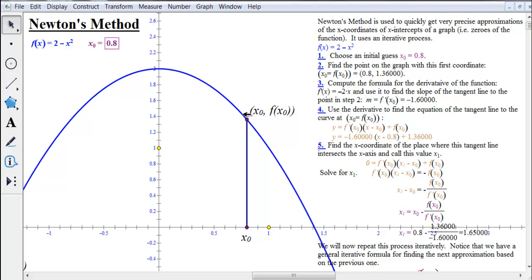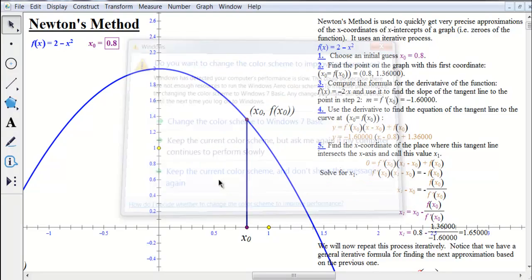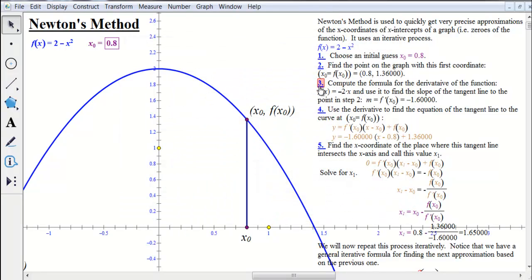Okay, next what we do, and here's where the calculus comes in, we want to draw in the tangent line. Now to do that, we need to find the slope of the tangent line, which requires us to find the derivative function. This is a pretty easy derivative to compute using our shortcut rules. The derivative of f with respect to x, f prime of x, is negative 2x. Actually a very simple formula.